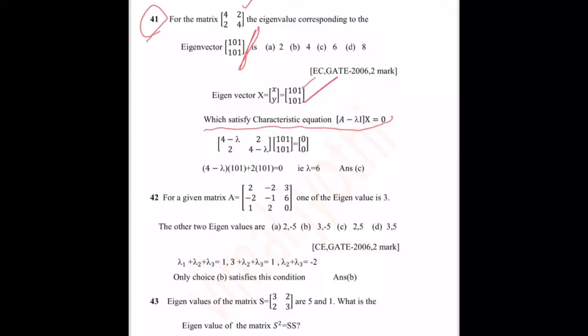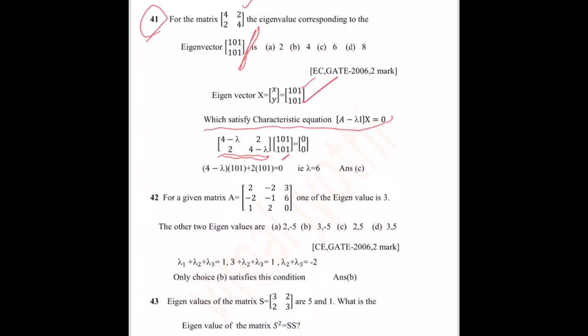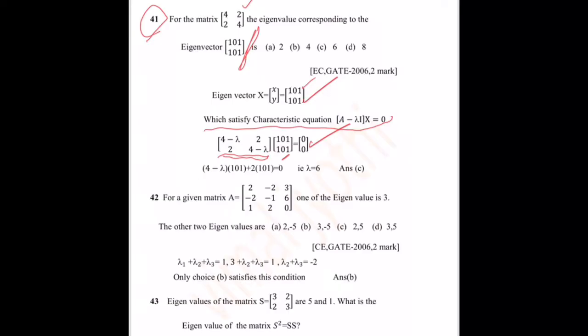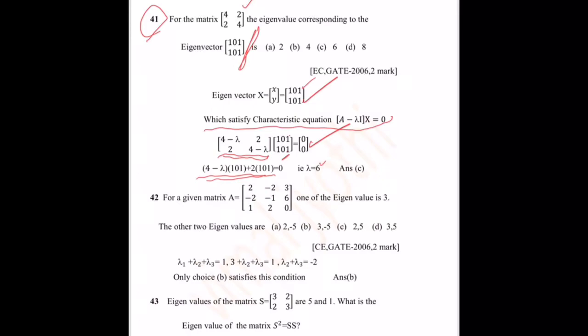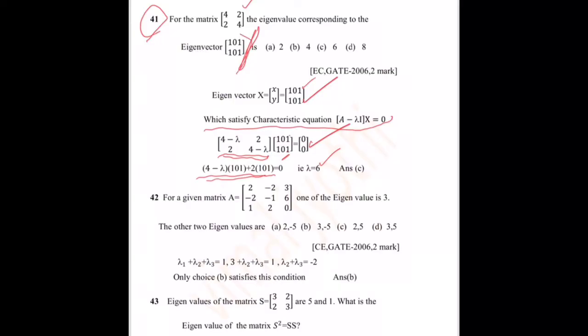That is A minus lambda I. This is A minus lambda I into x, the eigenvector, equal to 0. This is the characteristic equation. Solving this characteristic equation, we get lambda equal to 6. That is, lambda equal to 6 is the eigenvalue corresponding to this eigenvector. That is answer C.